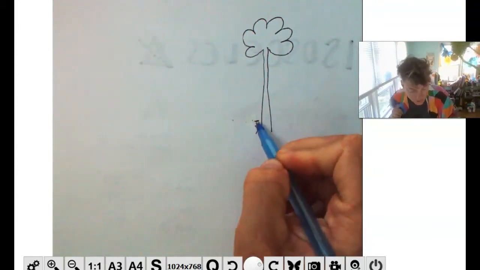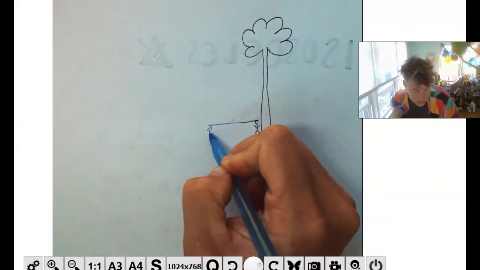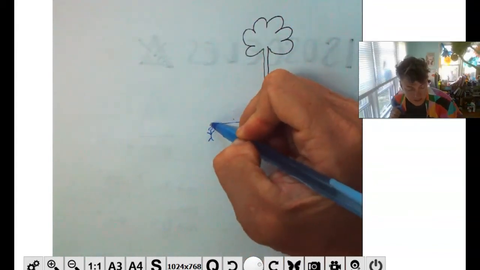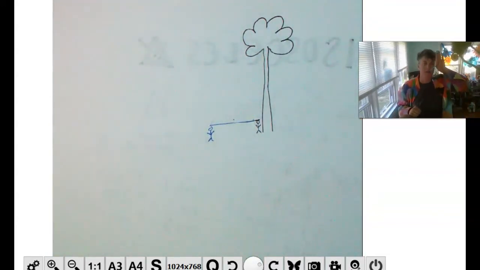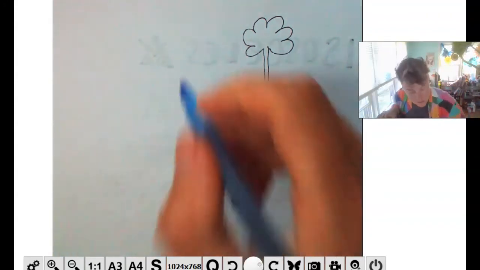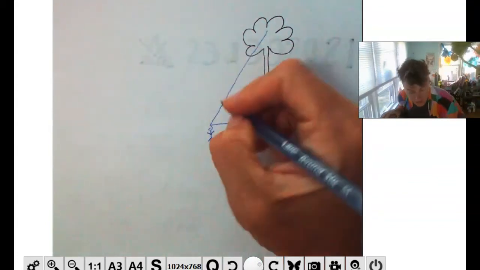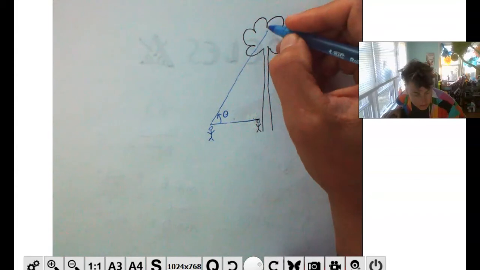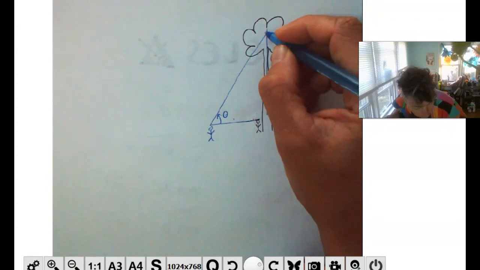So if you walk 20 feet away from that tree, and then you use your phone to sight the top of the tree, like you're going to look up at the top of the tree with your phone next to you, and there's an app on there that will tell you the angle of elevation, or how high you're looking up. So you'll look up at the top of the tree, you have your phone there measuring this angle, theta. It's going to go all the way to the top of the tree.